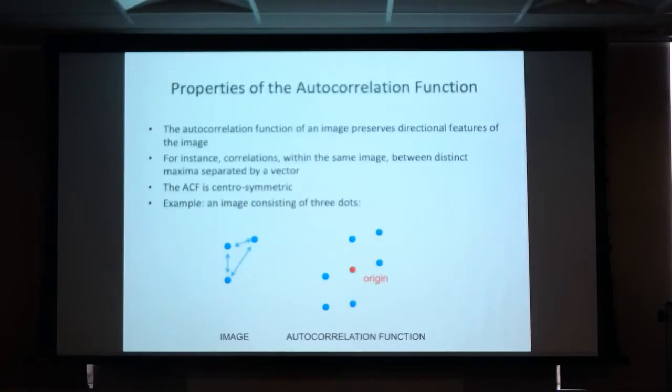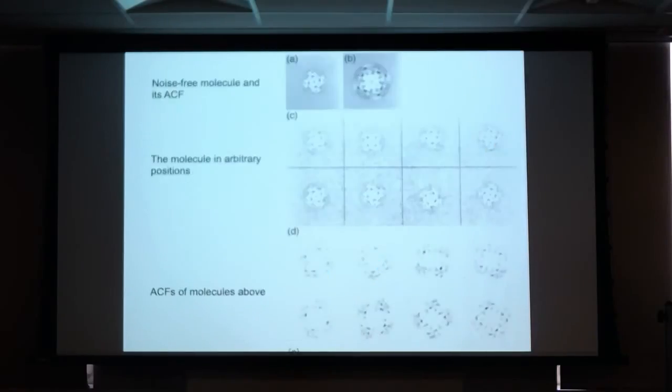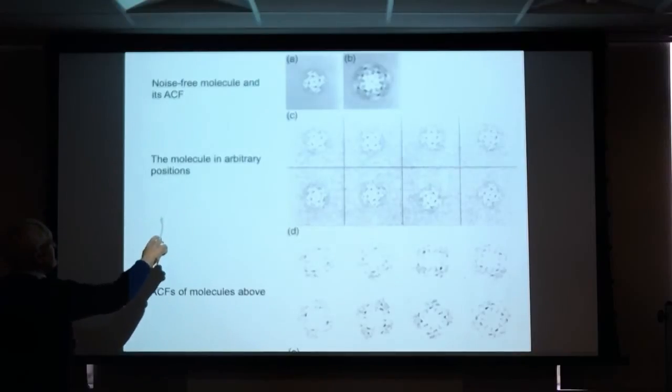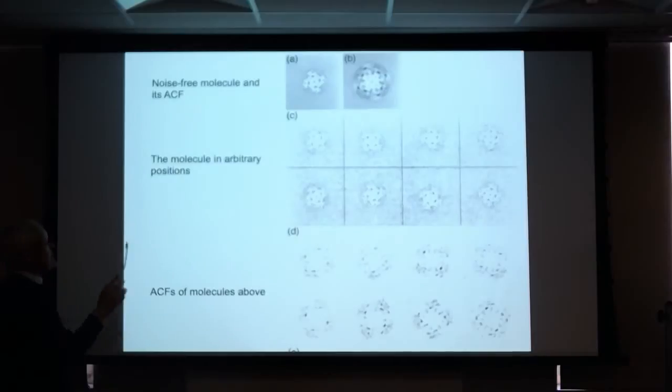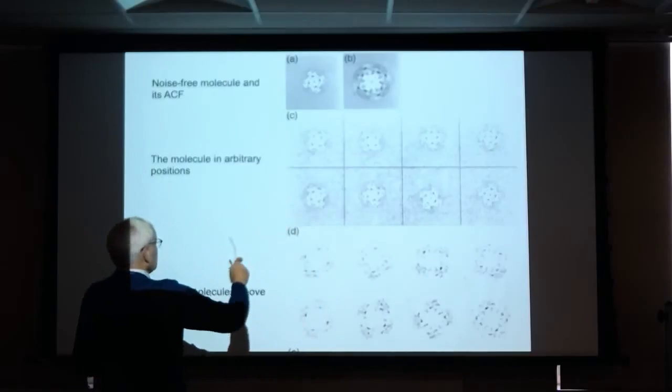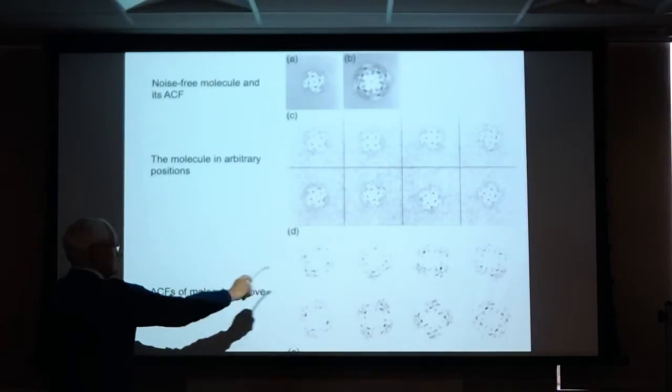Okay, and it's centrosymmetric. Now, simply the idea is we get the autocorrelation of the molecule, and the autocorrelation function is always centrosymmetric, always centered on the origin, no matter how much we shift the molecules. So it means that if molecules are in different shift positions, the autocorrelation function is always in the center.